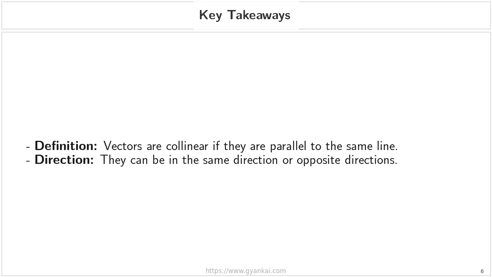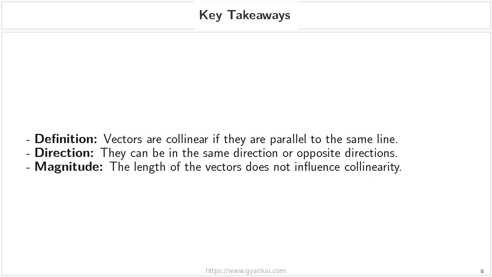Second, regarding direction, remember that direction is flexible here. Collinear vectors can point in the exact same direction, or they can point in exactly opposite directions. Both scenarios satisfy the condition of collinearity. Third, let's not forget the magnitude. The length or size of the vectors does not influence whether they are collinear. Whether one vector is much longer or much shorter than the other, as long as they remain parallel to that same line, they stay collinear.